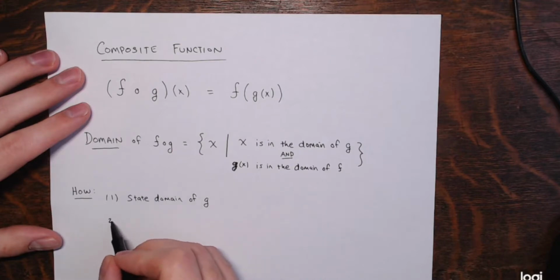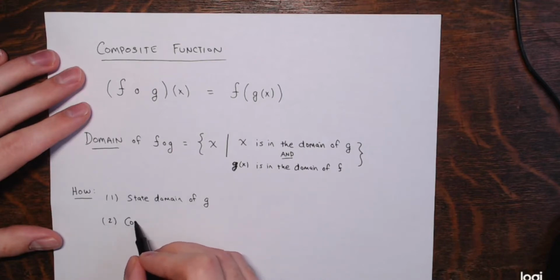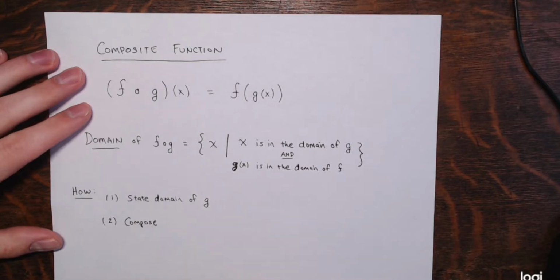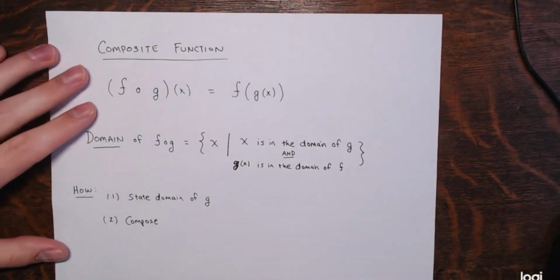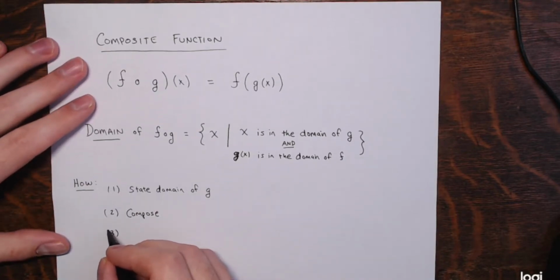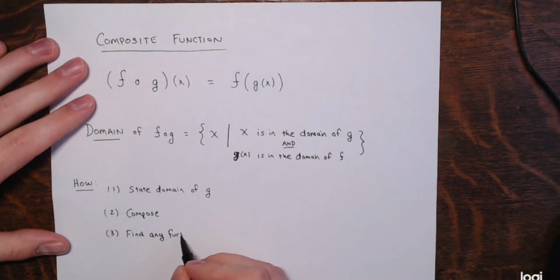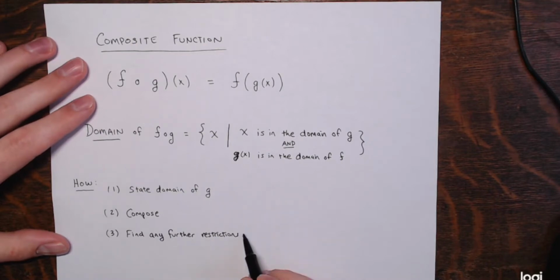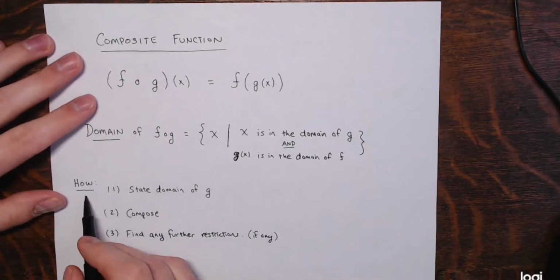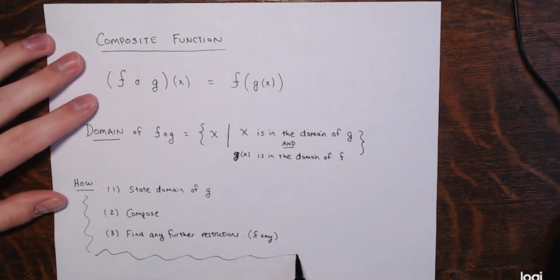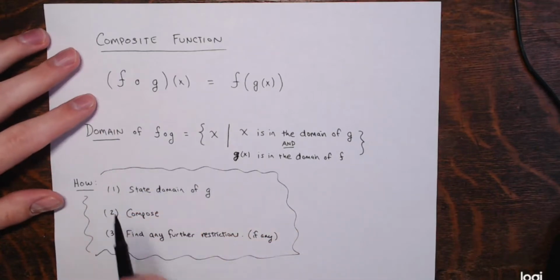Then compose, actually form the composite function, f composed with g, and find any further restrictions to the domain after composition. You'll see what I mean when we get to some examples. If any. There may not be any further restrictions after you find the domain of g, but this is how I'm going to go about finding the domain of any of these composite functions.